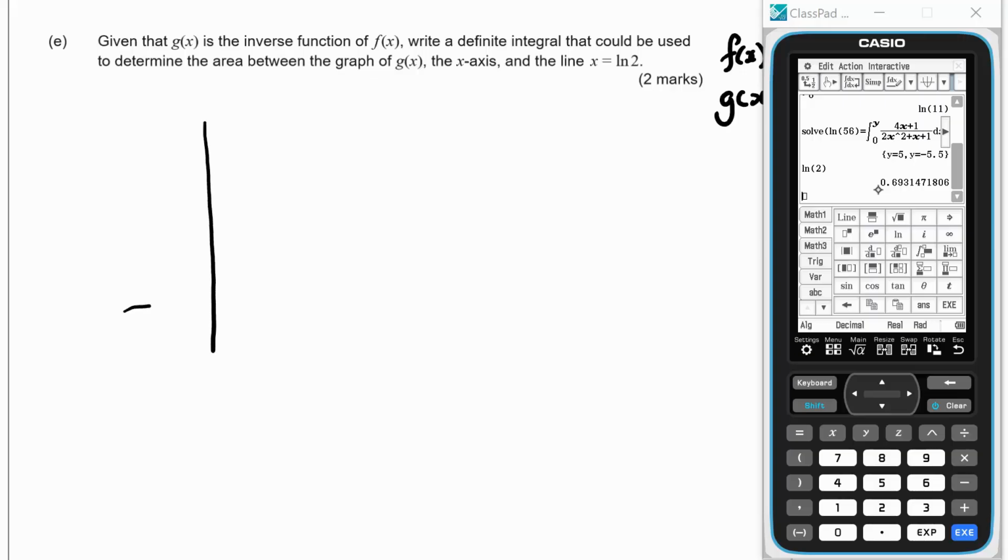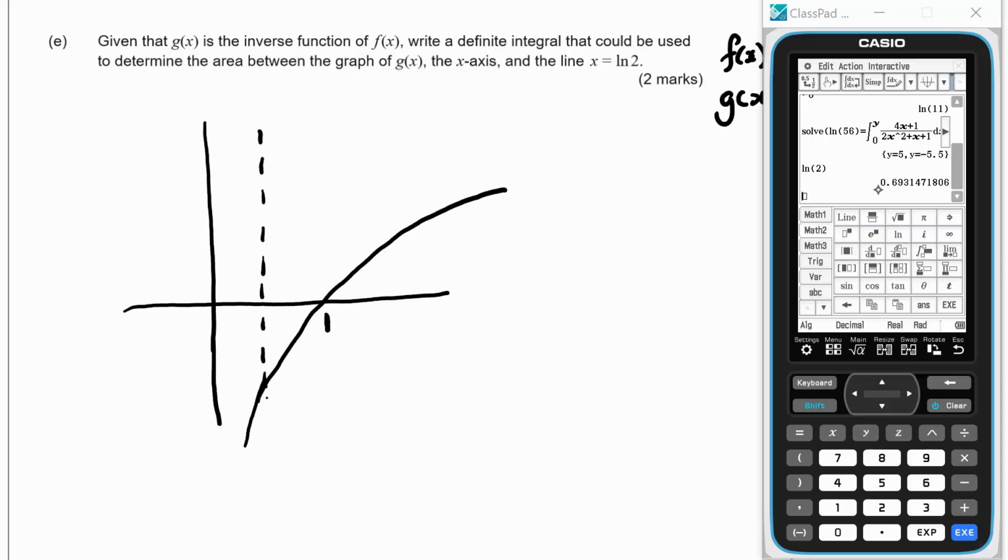The natural log of 2 is less than 1. So what we're talking about here is the log coming up, goes through 1. This is x equals ln 2. So we're after this area here. So if we did the integral of ln x from ln 2 to 1, that would give us an area, but it would be negative because it's below the axis. So if we just want to get the area, let's just put a negative in front.